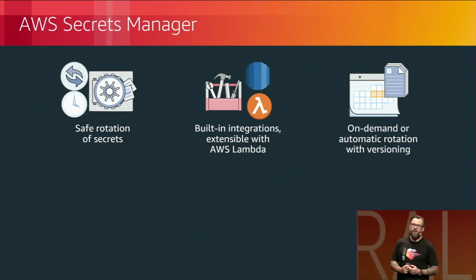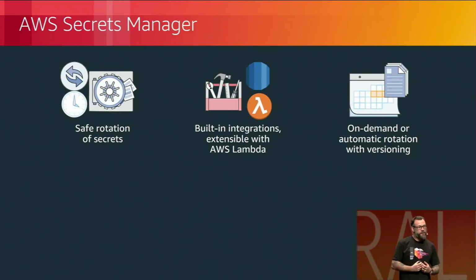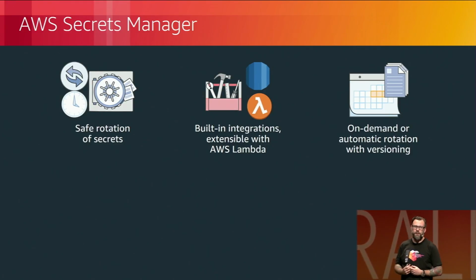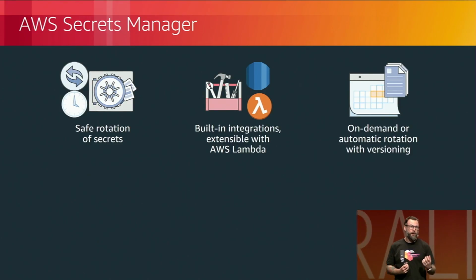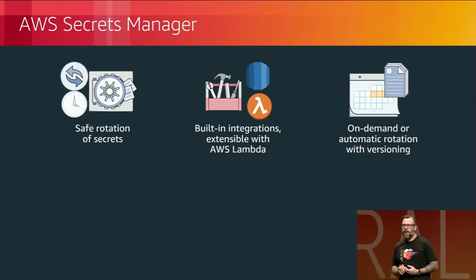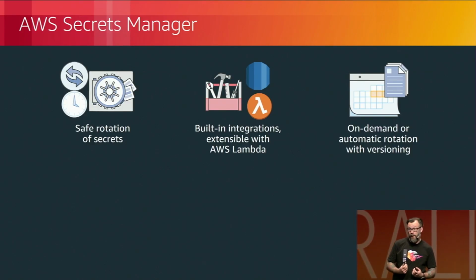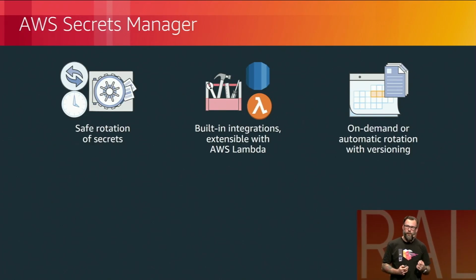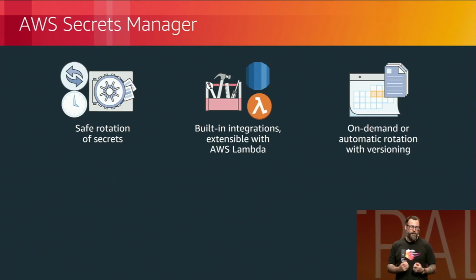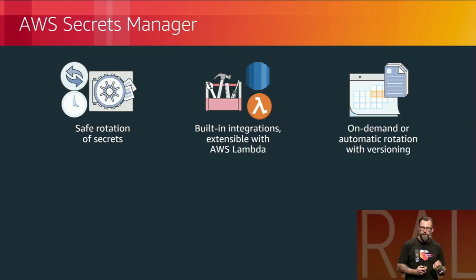And we move on to AWS Secrets Manager. And this is a service that allows you to do safe rotation of secrets, store secrets securely backed by KMS, and also integrate with RDS, some databases that you can install on top of EC2, and you can extend it using Lambda to talk to other services that you may have in your environment. You can perform on-demand or scheduled rotation of secrets with a configurable timeline, and it has versioning.